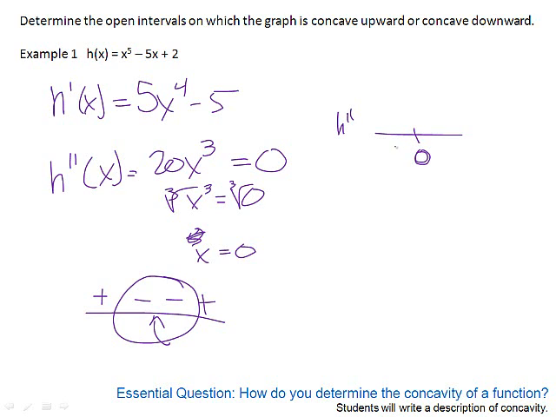Okay, so I'm going to plug into this second derivative here. And I'm going to plug in what, -1? What's -1 cubed? It's going to stay negative, right? So that's negative there. All right, I'm going to plug in a positive 1. What's positive 1 cubed? 1 times 20 is? Positive. All right, so now we're going to talk about our intervals where it is concave up.